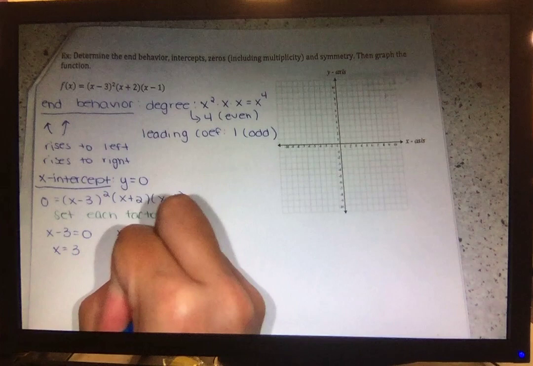So we found our intercepts. Now it asks us to find our zeros. We already did that. That's our zeros over here. That's our x-intercepts. But it also asks us to find the multiplicity. So for x equals 3, how many times did that factor occur? 2. So our multiplicity is even, is 2. So we know it's going to touch and turn.